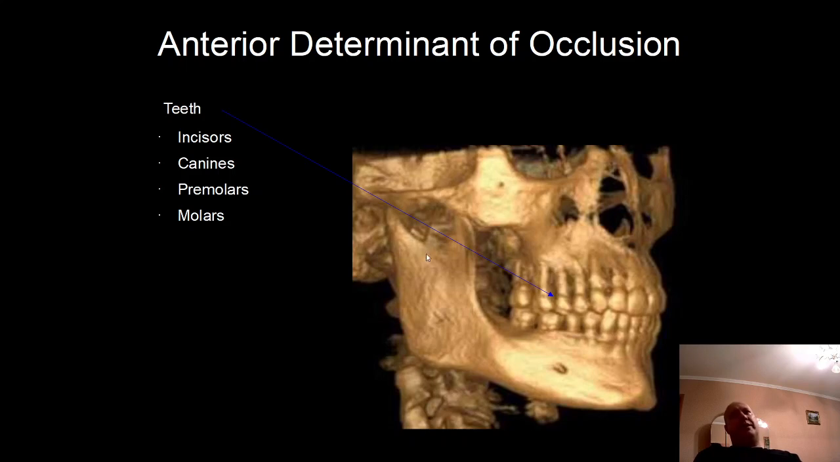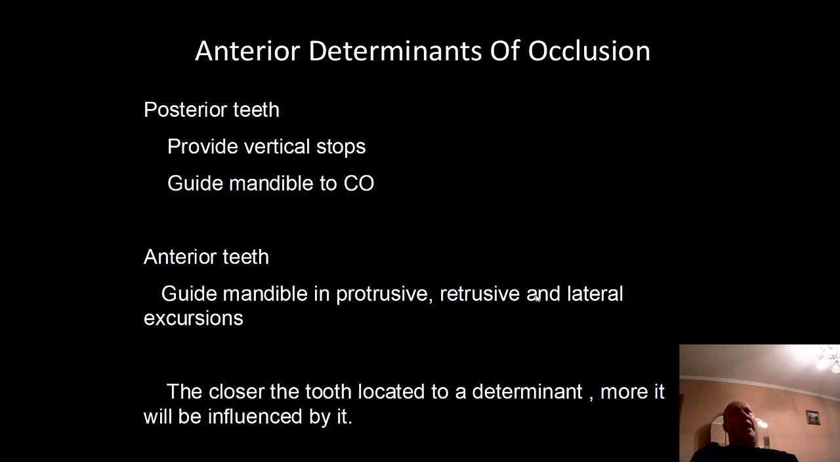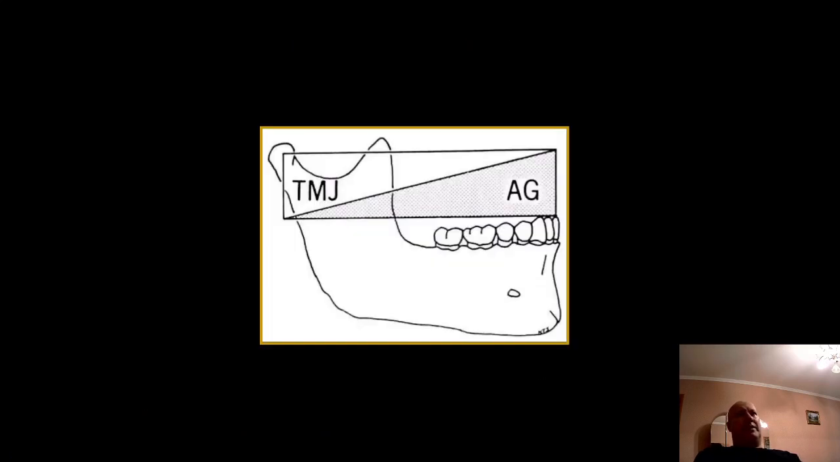On this picture you can see the coordination of incisors, canines, premolars and molars. Anterior determination of occlusion, posterior teeth: they provide vertical stops and guide the mandible to CO. Anterior teeth guide the mandible in protrusive and lateral excursion. The closer the tooth is located to a determinant, the more it will be influenced by it.